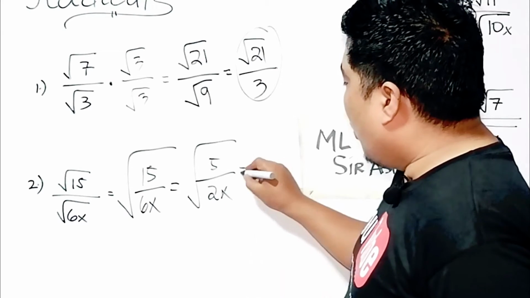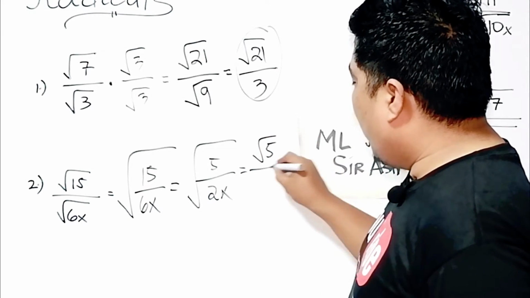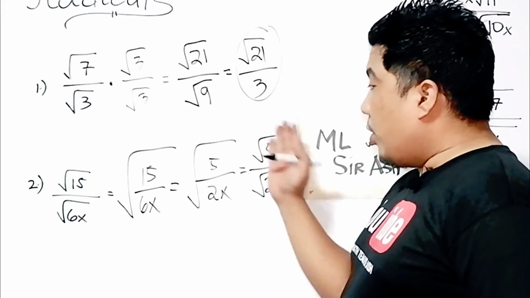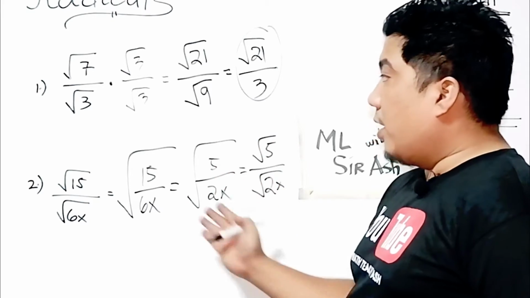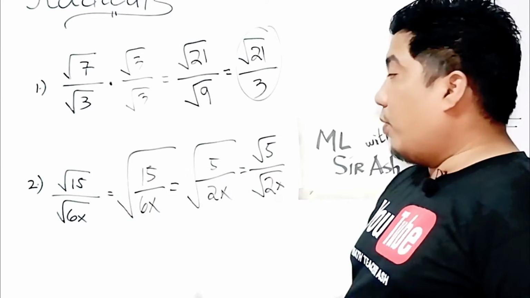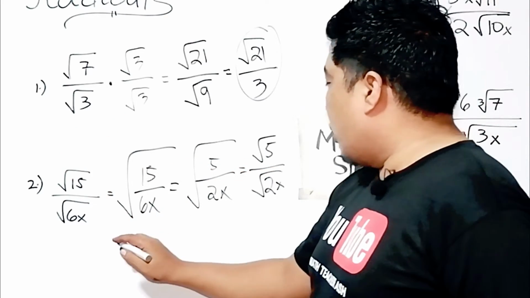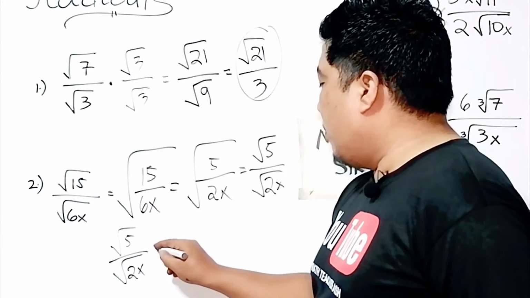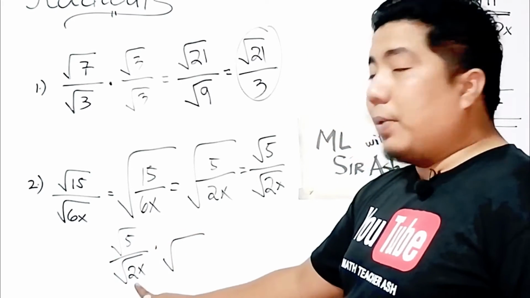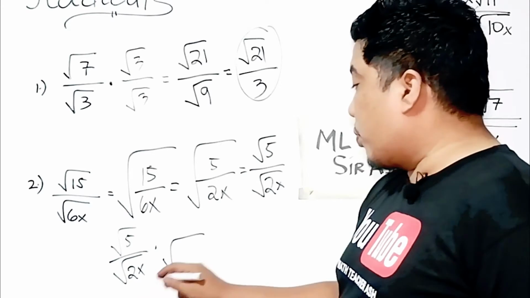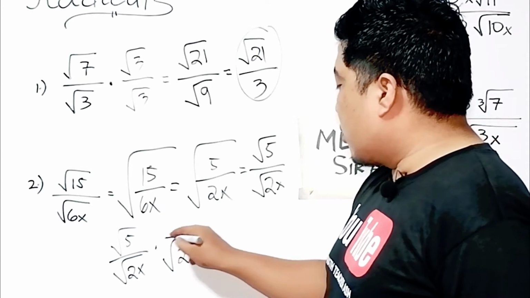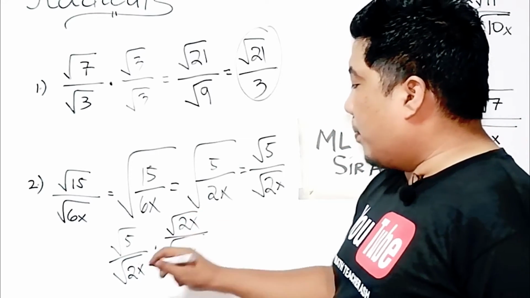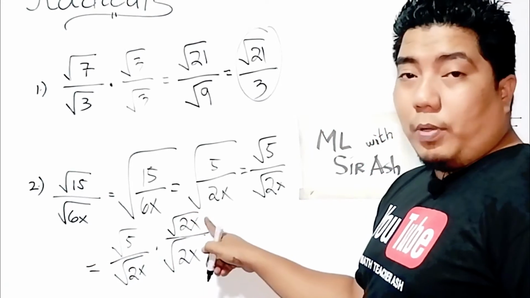So what we can do here is go back to separate radical expressions, and then apply our rationalization, just like what we did in our first example. Square root of 5 over square root of 2x will be multiplied by the number needed for 2x to become a perfect square, and that is still square root of 2x. If you multiply the denominator, you also multiply the numerator.